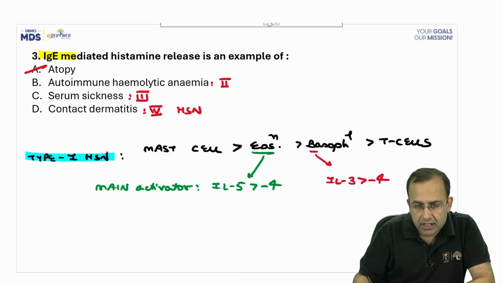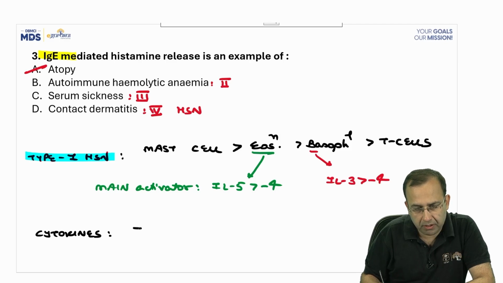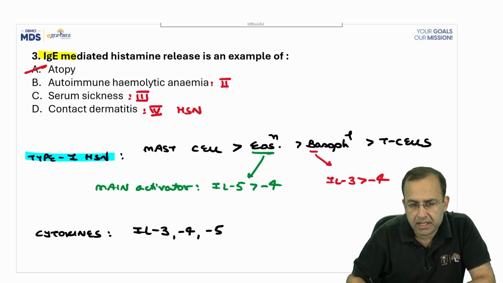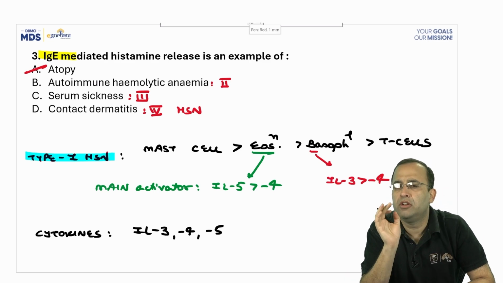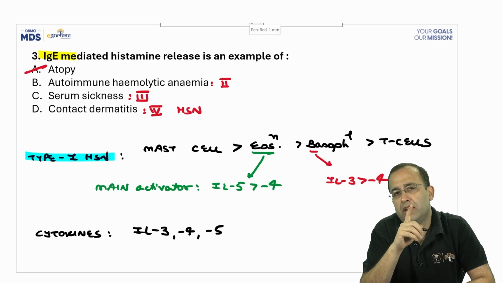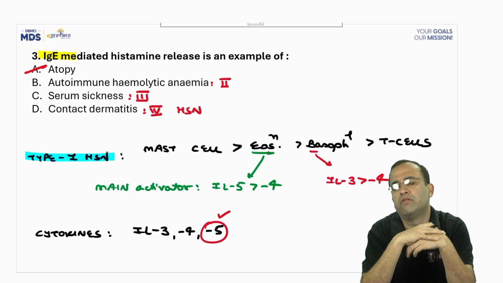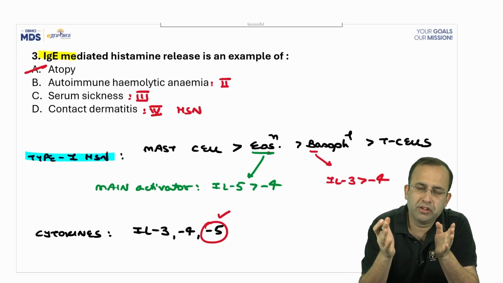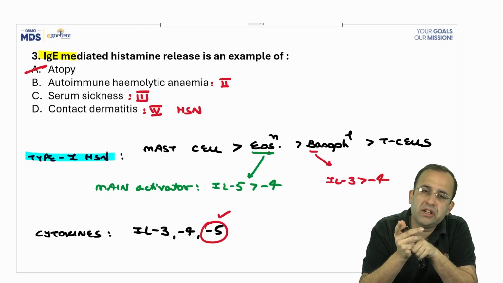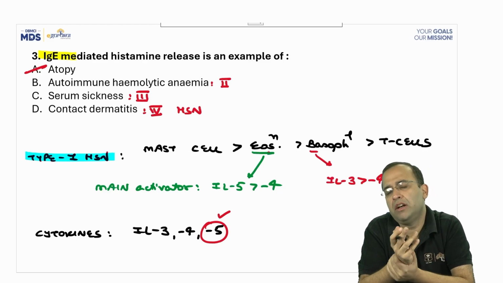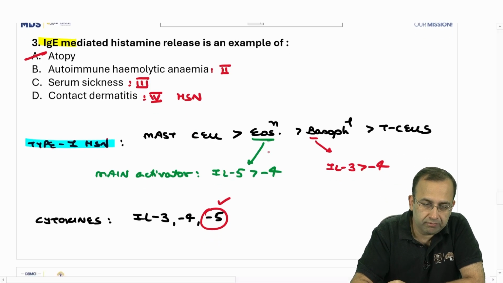So I can safely say that the cytokines associated with type 1 hypersensitivity are interleukin 3, 4, 5. But which is the main cytokine out of these? All three are given in the option. You have to mark one. What will you mark? Interleukin 5, because main WBC was eosinophil. 4 is going with both. It was in a relationship with 5. Main activator of eosinophils is interleukin 5.